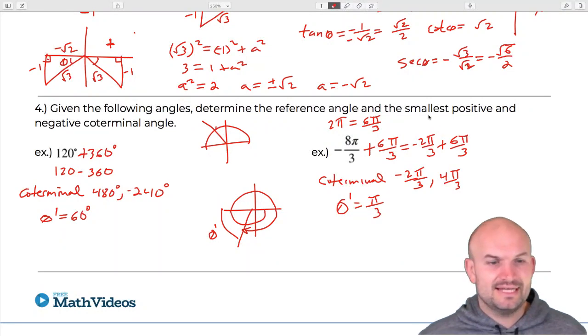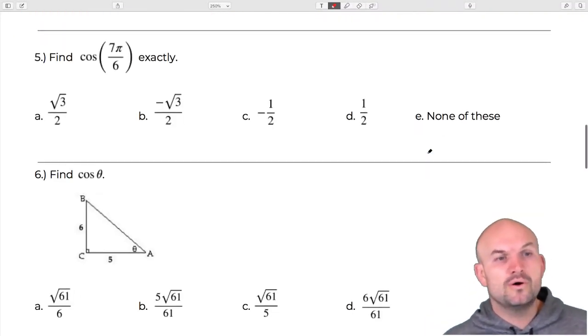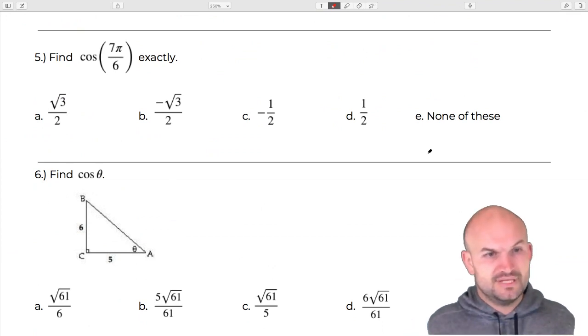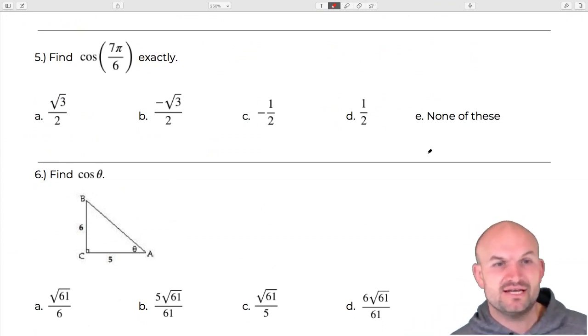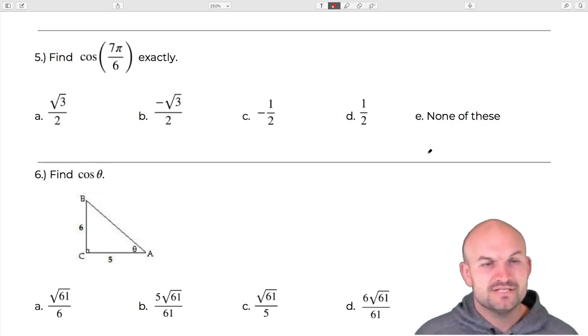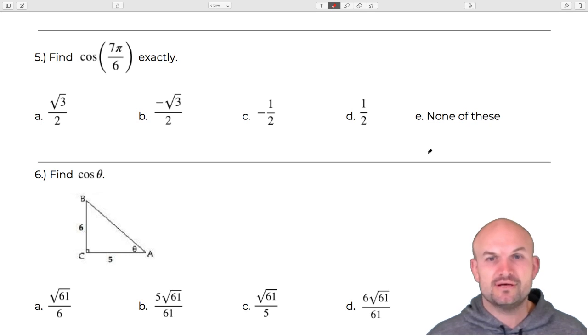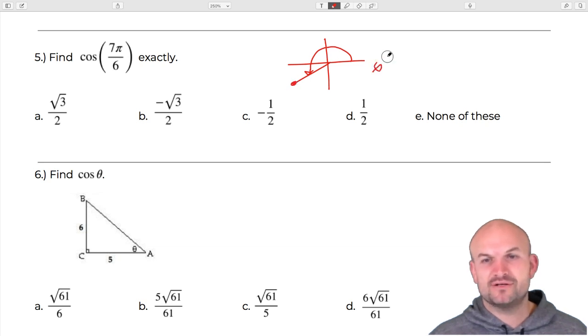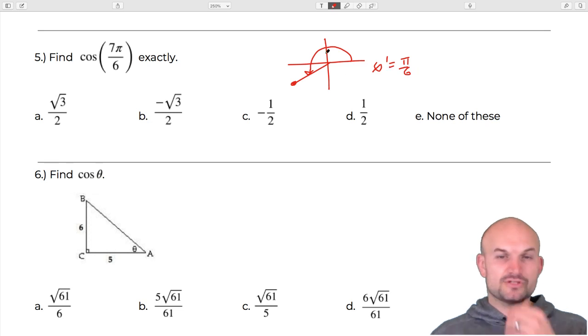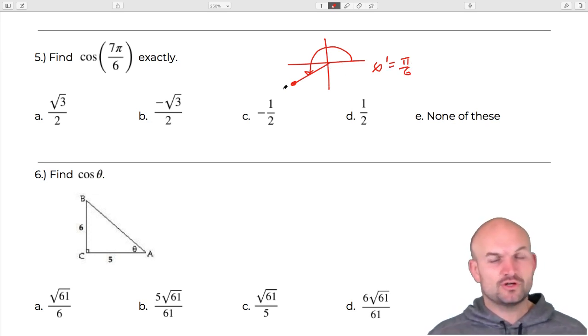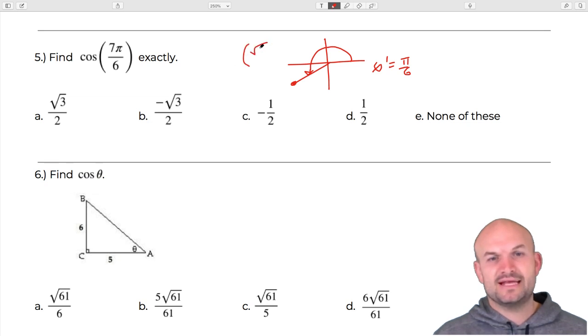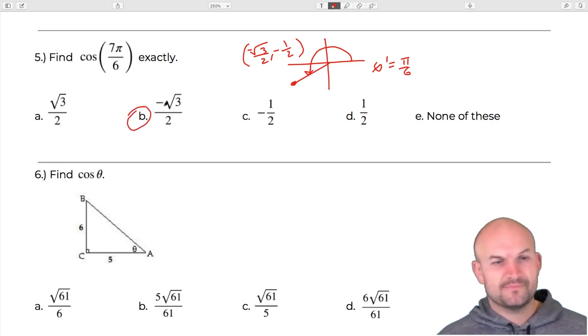Now let's go ahead and get into the multiple choice section. On the multiple choice section, what we're going to have here is find the cosine of 7 pi over 6 exactly. So again, this is just basically knowing your unit circle here. We're going to sketch the graph at 7 pi over 6. Recognize the coordinate points. The reference angle here is pi over 6. So the coordinate point of pi over 6, but that's in the third quadrant, it means both are going to be negative. So it's going to be negative square root of 3 over 2, comma negative 1/2. So the cosine is the x coordinate, which is b.